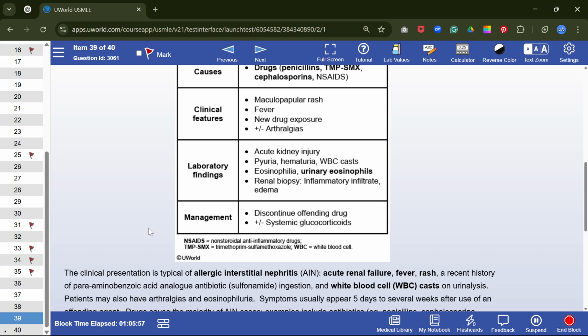It's nephritic syndrome, isn't it? And nephritis due to a drug.